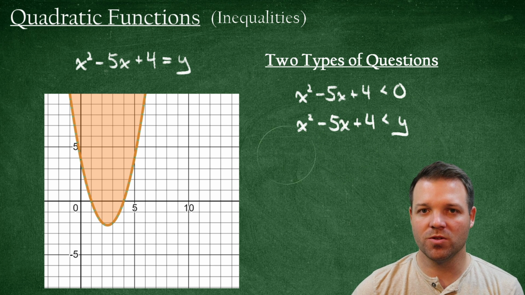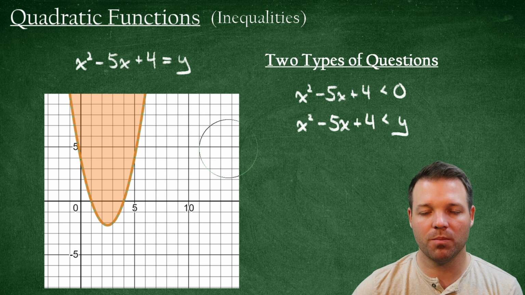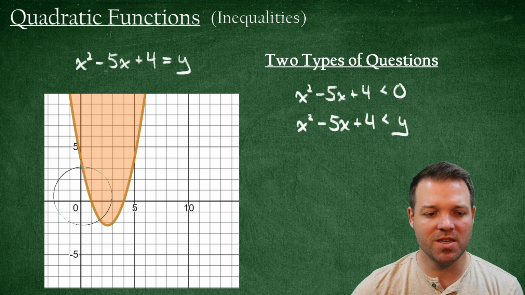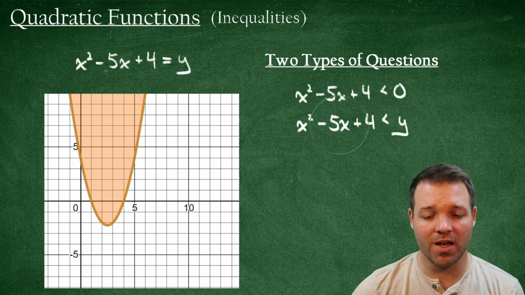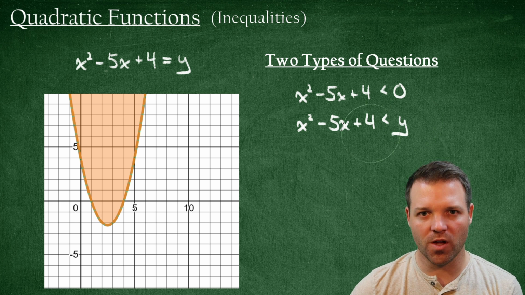But what we have to do to figure out which side is shaded is simply pick a point and plug it in, right? Actually, in this case, it would be easiest to plug in the point 0, 0, and if I did, this x squared would be wiped out, the minus 5x would be wiped out, and I just have 4 on this side. And over here, I'd have y is equal to 0. So is 4 less than 0? Well, no, that's a false statement.